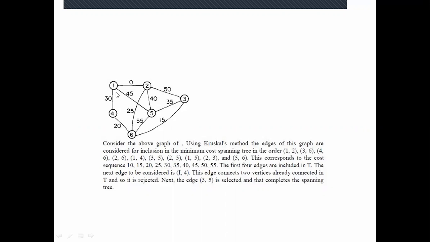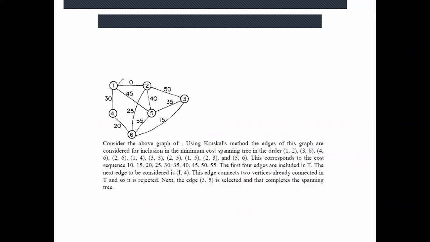So first of all, count the number of edges. How many edges are there? Yes, beta, how many edges are there? You can see 1, 2, 3, 4, 5, 6, 7, 8, 9, 10. Around 10 are there. So the first thing is that we need to sort them in increasing order of their weights. Which edge has the minimum weight? 1, 2. So first of all, 1, 2 will come. You can write it down like this. First 1, 2 will come.